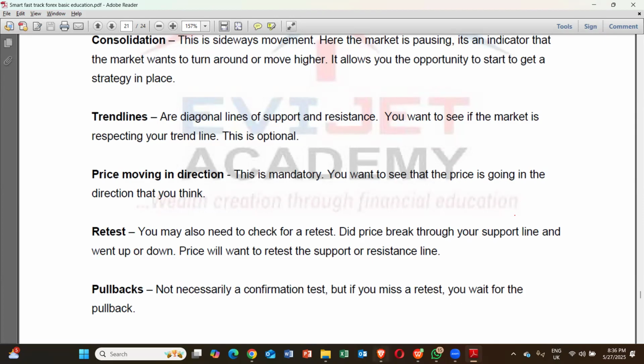Then pullback. Not necessarily a confirmation test, but if you miss a retest, you want to wait for a pullback. What it means is that after a retest, there's a continuation. And if the market has moved, definitely there will be a pullback. So you need to wait for a pullback instead of jumping in.